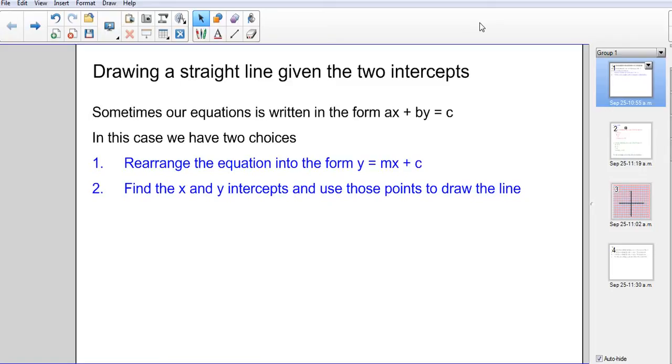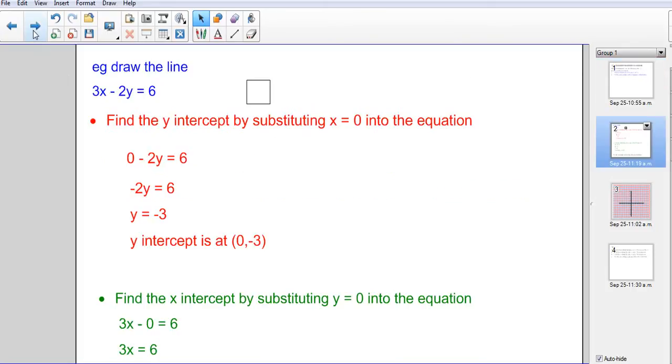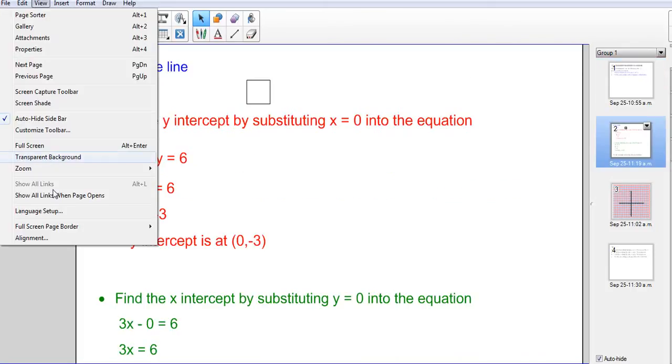Firstly, we can rearrange the equation into y equals mx plus c, but that involves a bit of algebra and possibly some complicated rearranging. And the second method, which we're going to show today, is to find the x and the y intercepts and use those points to draw the line, and that's, I think, more often than not the easiest way of doing it. So we are going to just go through an example here.